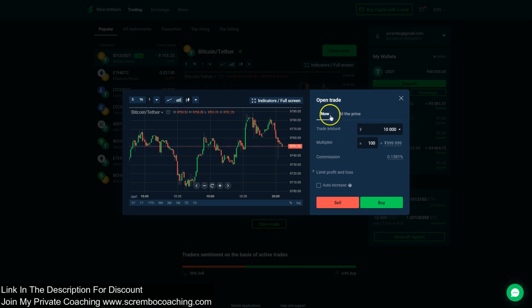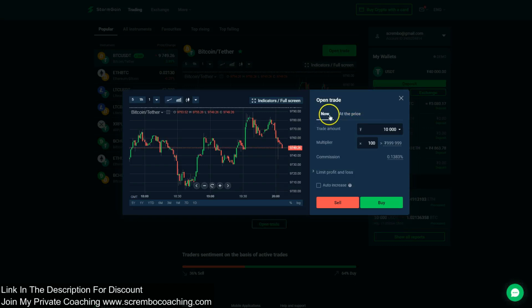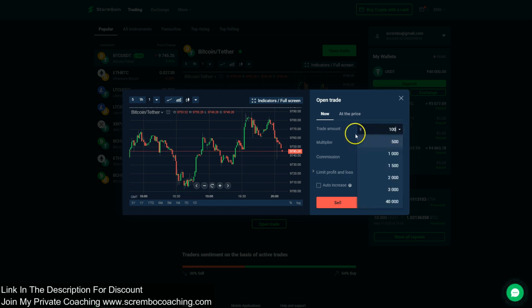We've got two options when we open a trade: at the price of the market, which means now, or at the price that we are going to select and introduce manually ourselves. I suggest people use the tab which is called now, and that is taking the best price of the market that you can. So here you put a trade amount, and for example, if we put here $1,000, this is the trade amount we're looking at right now, $1,000.